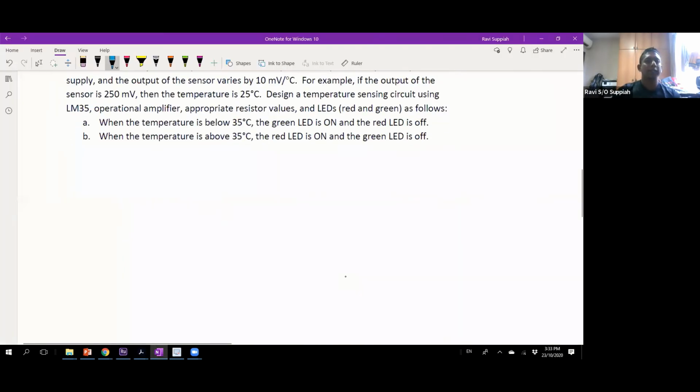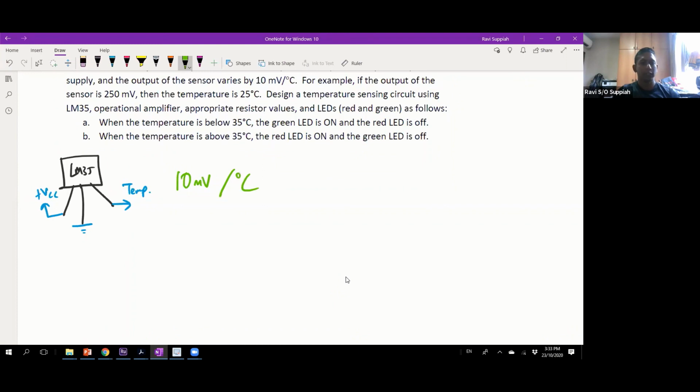So your LM35 sensor, as we saw from the data sheet, is a 3-pin device. The first one here goes to your plus VCC, your second one goes to ground, and your third pin here is your actual temperature reading. If you buy this chip or you're given this chip, at least now you know how to use it. We are also given some information that it is 10 millivolt per degree Celsius, and that it gives us a voltage reading of 250 millivolt at 25 degrees Celsius.